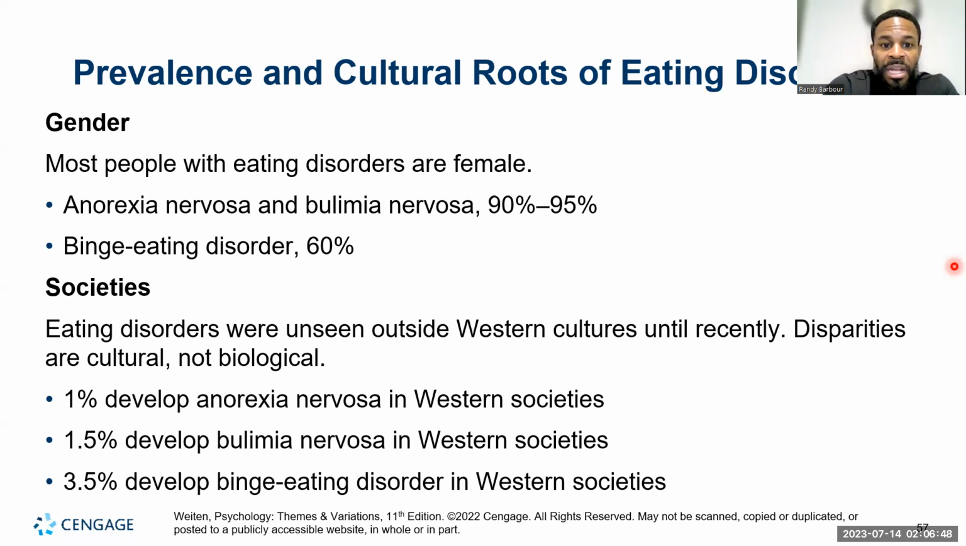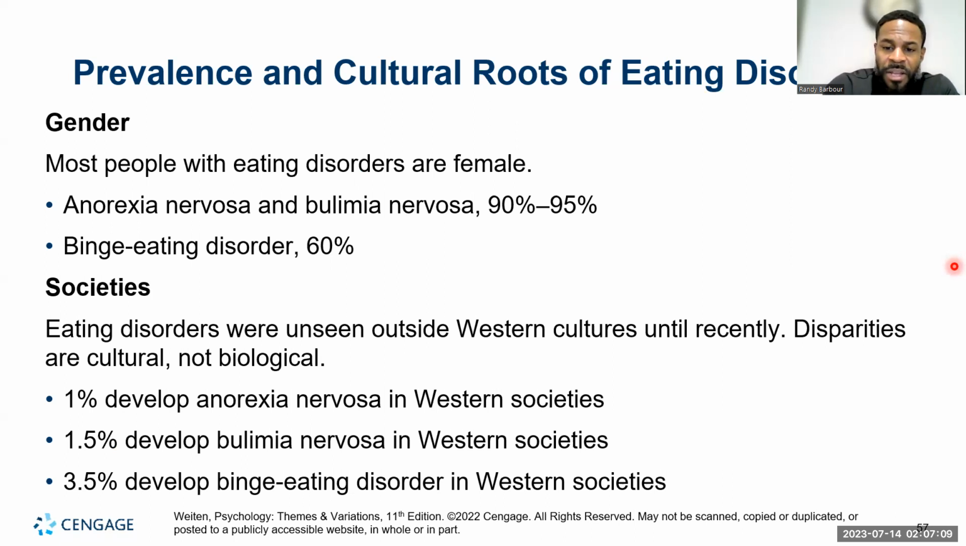Anorexia nervosa and bulimia nervosa, about 90 to 95%, again, are female. And you have about 5 to 10% who are male. Binge eating, about 60% are female, so about 40% of those who experience binge eating are male.